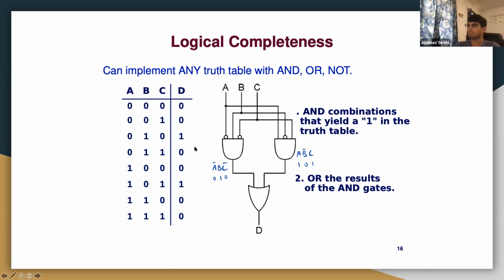And so we just verified the logical completeness here. We verified that this truth table and this circuit correspond to each other. It's just an example of the logical completeness of AND, OR, and NOT, because we use the OR here, the AND gates, and then we also use NOT with the circles.